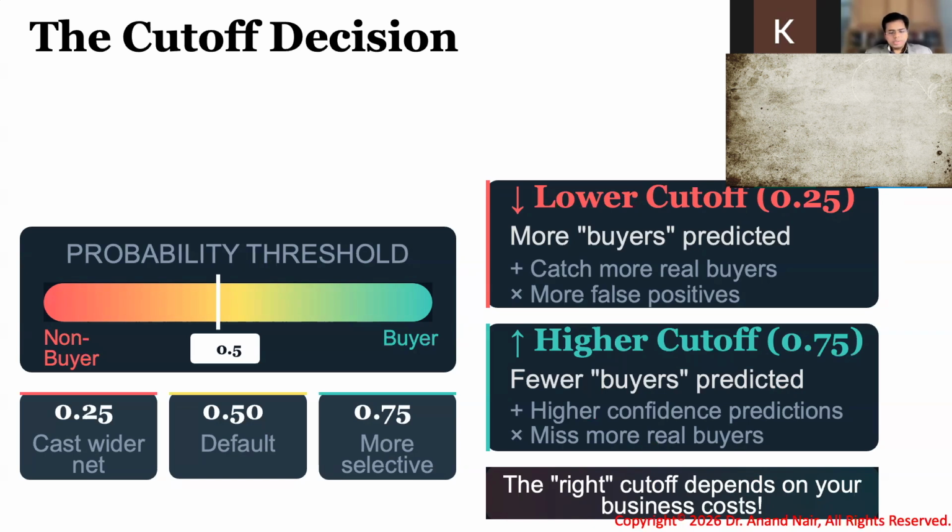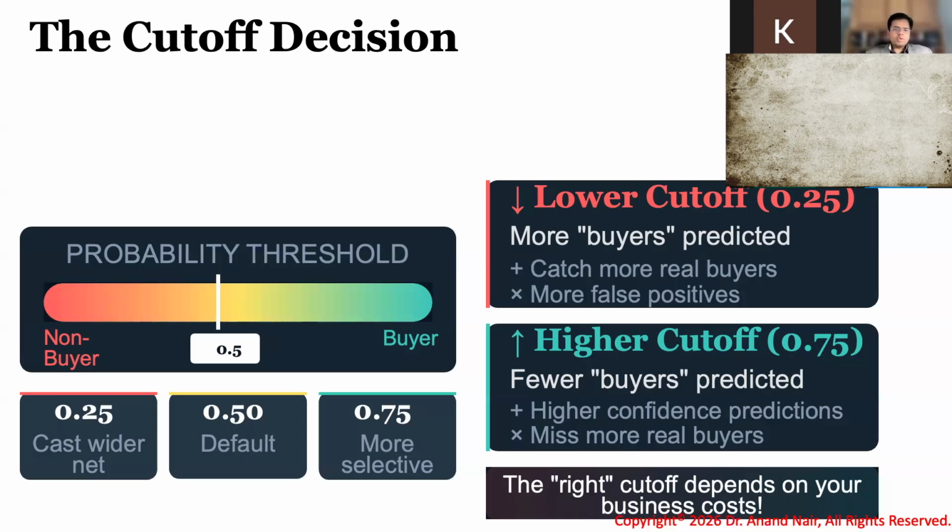Now, you'll see in the Python program that we start with 0.5 because that's the default. Anything above 50%, let's predict that as buyer. Anything less than 50%, let's predict that particular person as a non-buyer, for example. Right? So that's simple, intuitive.